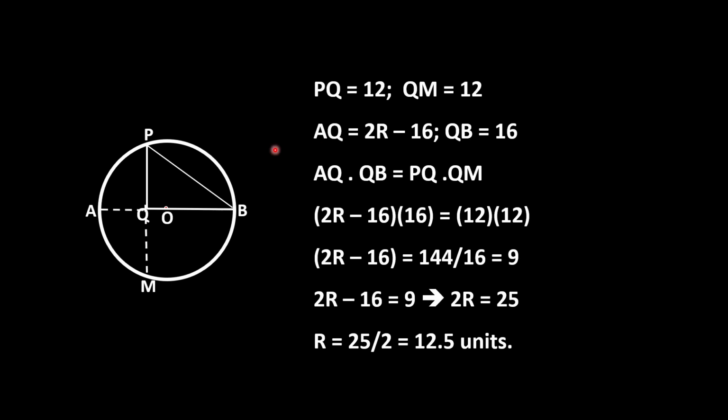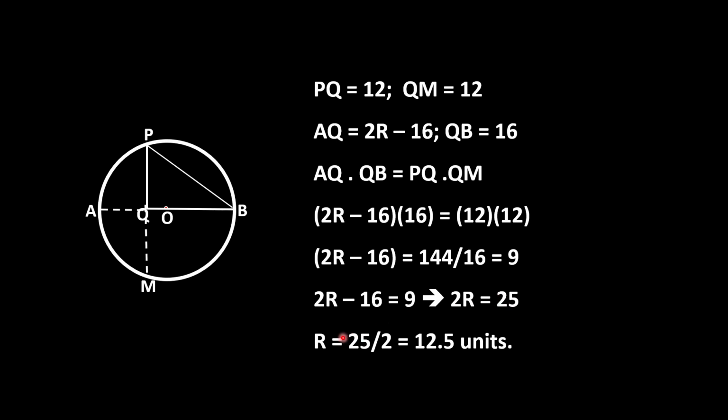So we got the values of the segments of the intersecting chords, and now we can apply the property. The product of the segments of the intersecting chords shall be equal. So AQ into QB equals PQ into QM. That is 2R minus 16 into 16 equal to 12 into 12. So 2R minus 16 will be equal to 144 divided by 16, which is 9. 2R minus 16 is 9. So 2R will be 25.